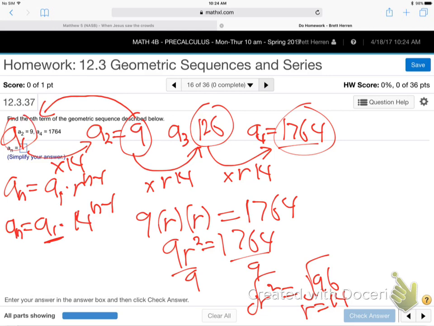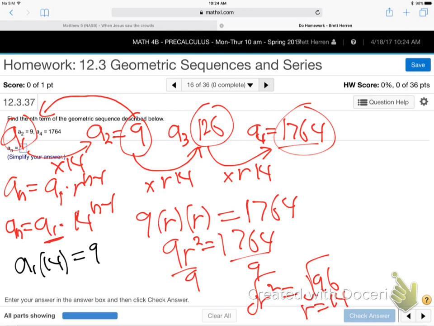I'll try not to run out of room, so let me put it over here. A1, whatever it is, times 14 became 9. Does that make sense how I came up with that little equation? Am I going too quick? Am I losing you? Does that make sense? The whole trick is realizing the r is what's being multiplied every time.